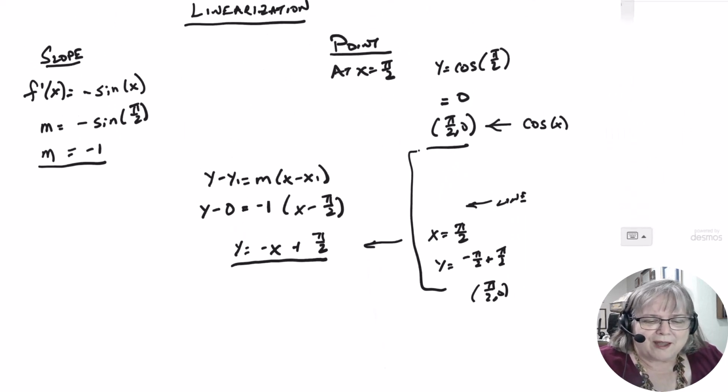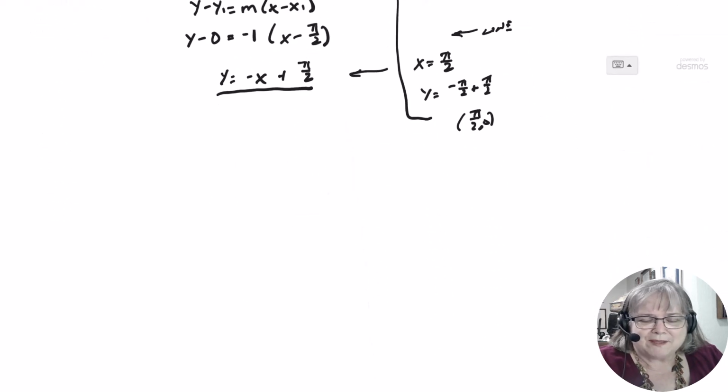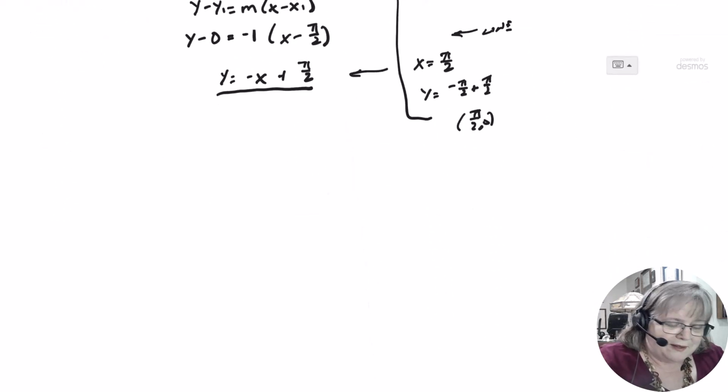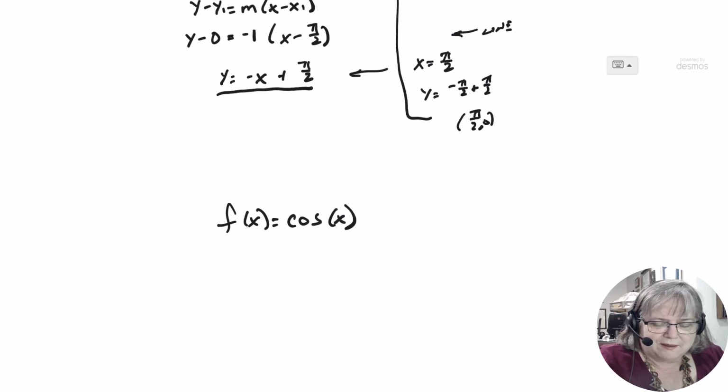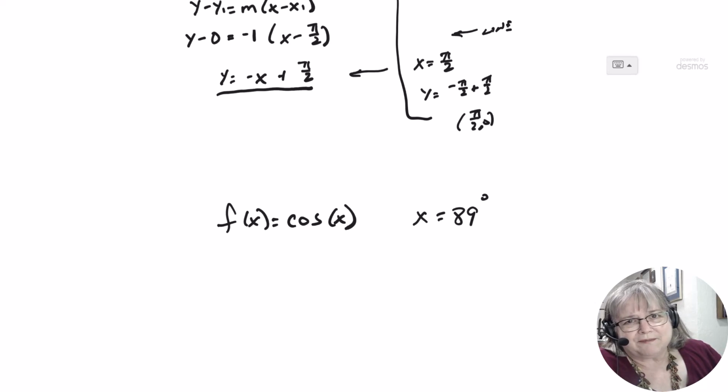I already knew that. Okay, the cosine of pi over 2 is 0. I had to memorize that back in trig. Let's try a different one. What is the value of f of x equals cosine x when x is 89 degrees? Okay, so that one we don't know. We didn't memorize that one, and you're not allowed to grab for your calculator.